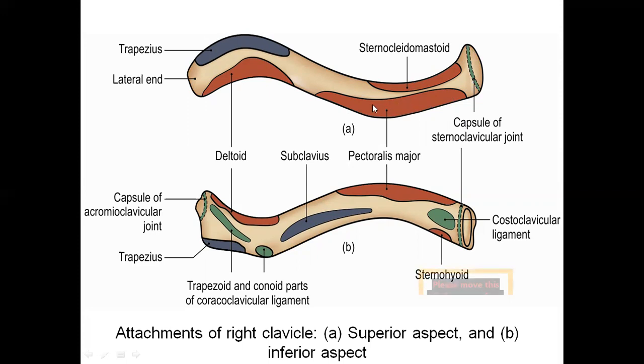Whatever is shown in this red color over here is origin, and blue color generally represents insertion. Origin of the muscle is the place where it starts, insertion is the point where the muscle ends. These are the terminology we use in anatomy, and the green color is generally used for the capsule of the joint and also for the ligaments.